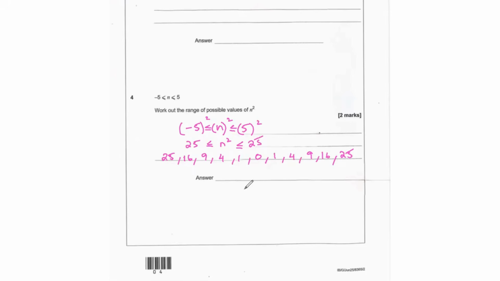We need to work out the range. So obviously the smallest value is 0. So n squared is greater than or equal to 0, but less than or equal to 25. This would be your answer. Please do not just write less than or equal to 25 because our lowest value is 0. It's not like negative infinity. So n squared is greater than or equal to 0, but less than or equal to 25.